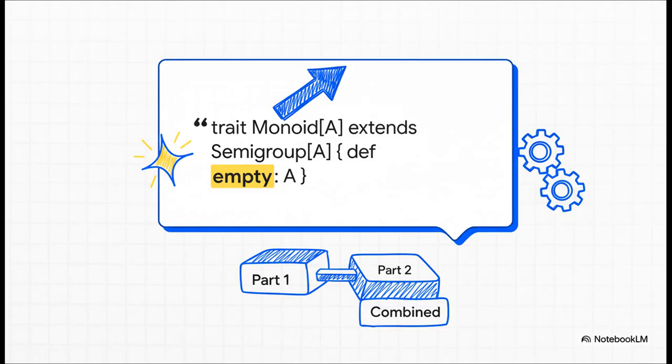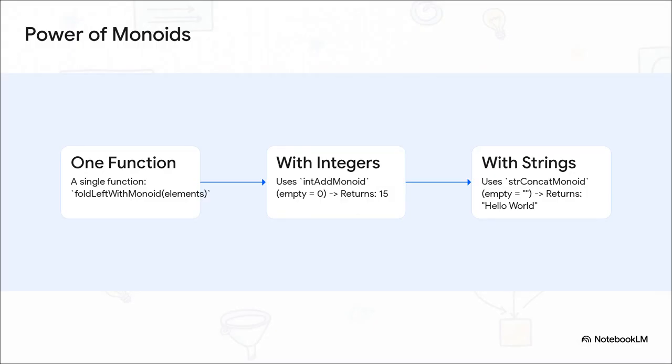Looking at the code, you can see this beautiful relationship. The monoid trait just extends semigroup, so it inherits the combine method for free, and it just adds one new thing, this empty value. It's a perfect example of how we build up complexity from really simple, reusable ideas. So here's the crucial part. Why does this matter? Because of this.